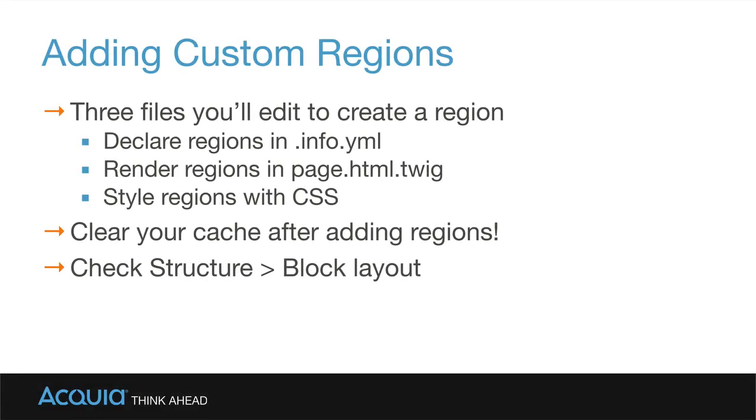When you're creating your own theme, you're obviously going to want to make a whole bunch of regions. Well, this is actually pretty simple. 3 files you'll edit to create a region: the .info.yaml file, page.html.twig, and then of course you'll need to style your regions with CSS. You always clear your cache after adding regions, and you'll always check your structure in block layout.